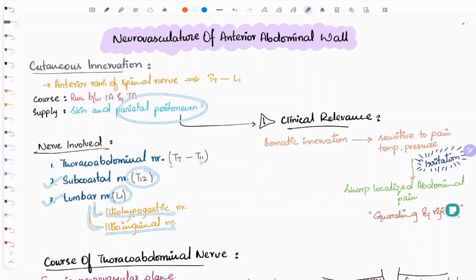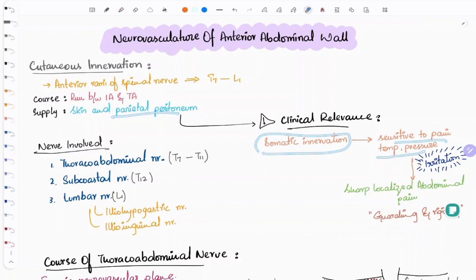The clinical relevance for the innervation of the parietal peritoneum is that these somatic innervations make the parietal peritoneum sensitive to pain, temperature and pressure, and when irritated it results in sharp localized pain, which is often termed guarding or rigidity.